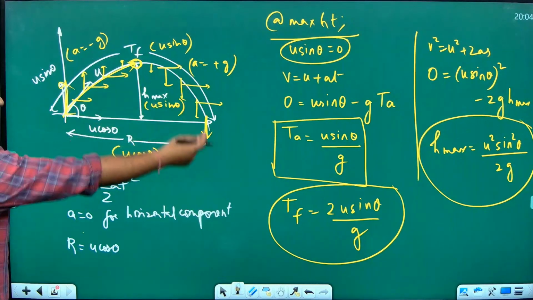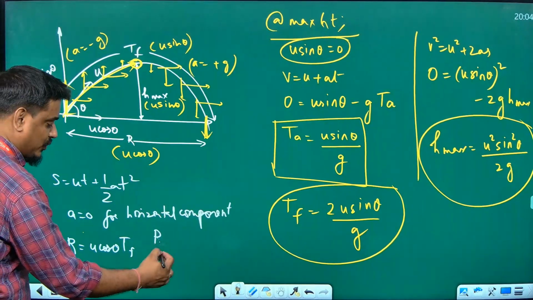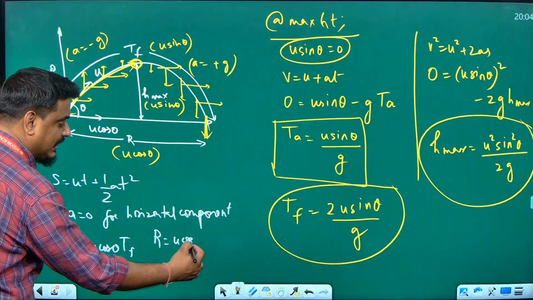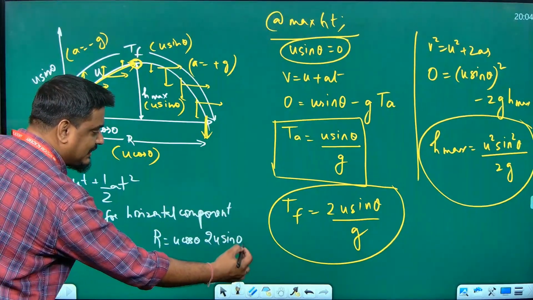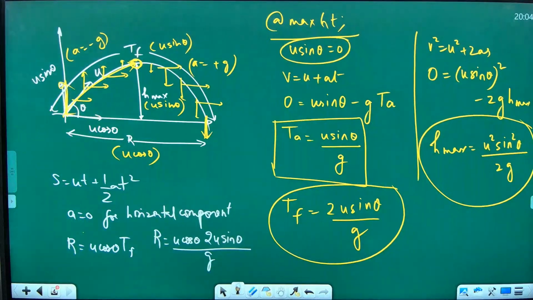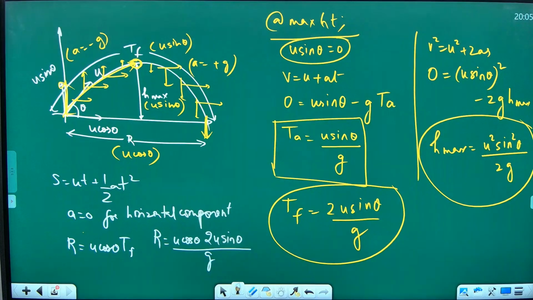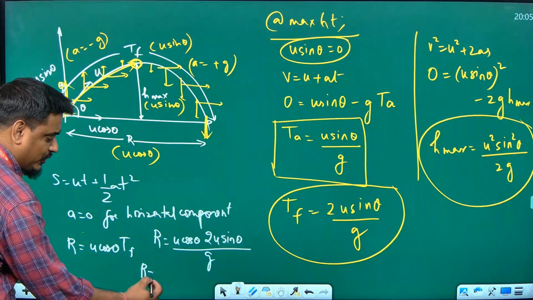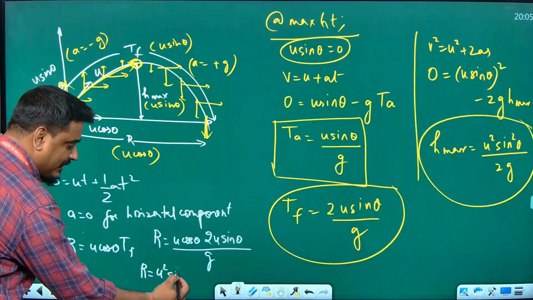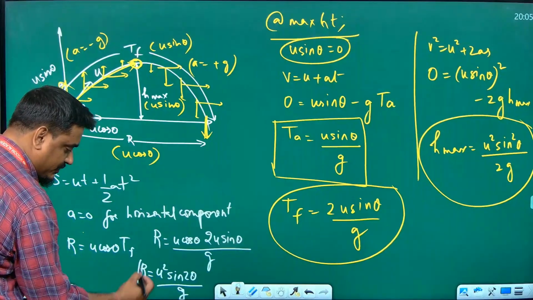Into the total time taken. How much is that? Time of flight. So I can write range is equal to u cos theta times time of flight. What is the time of flight formula? 2u sin theta by g. What is 2 sin theta cos theta? Sin 2 theta. So I can write range r is equal to u square sin 2 theta by g. Do you agree?